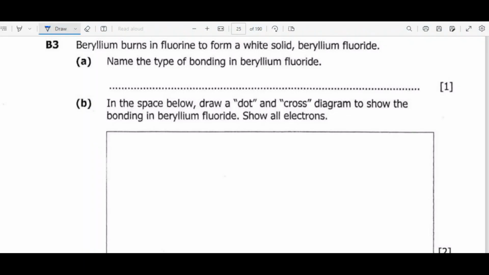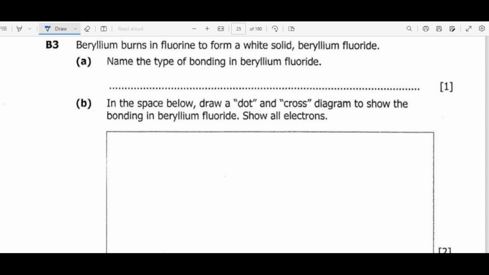Welcome folks. In this video we are going to look at the type of bonding that is found in a compound called beryllium fluoride. The concept that we are going to use to answer this question can be used to answer questions on any ionic compound. So the question reads: beryllium burns in fluorine to form a white solid, beryllium fluoride.